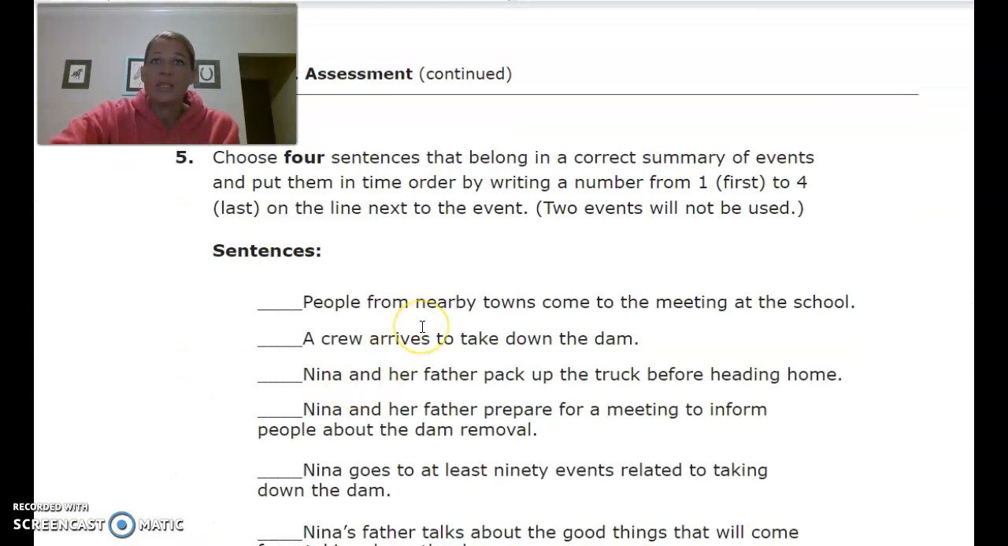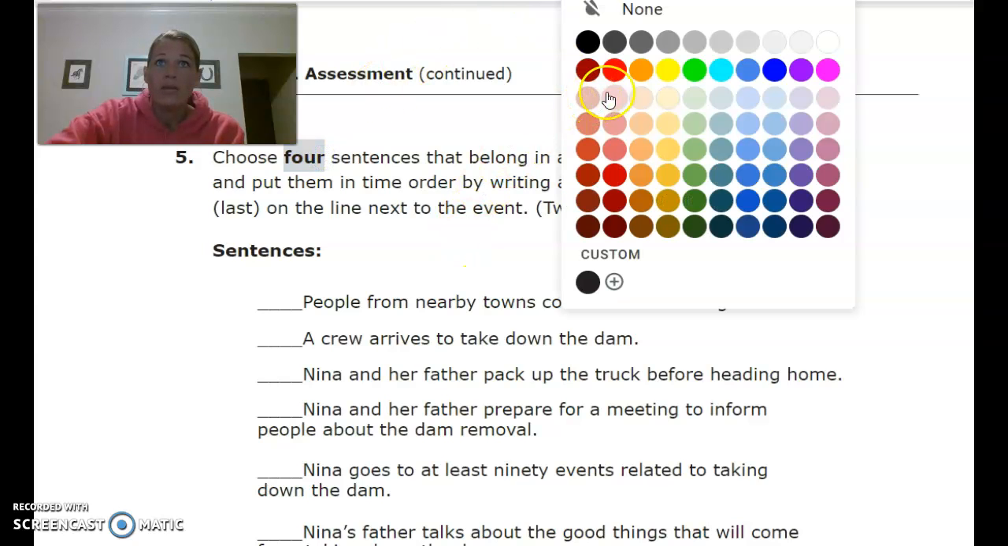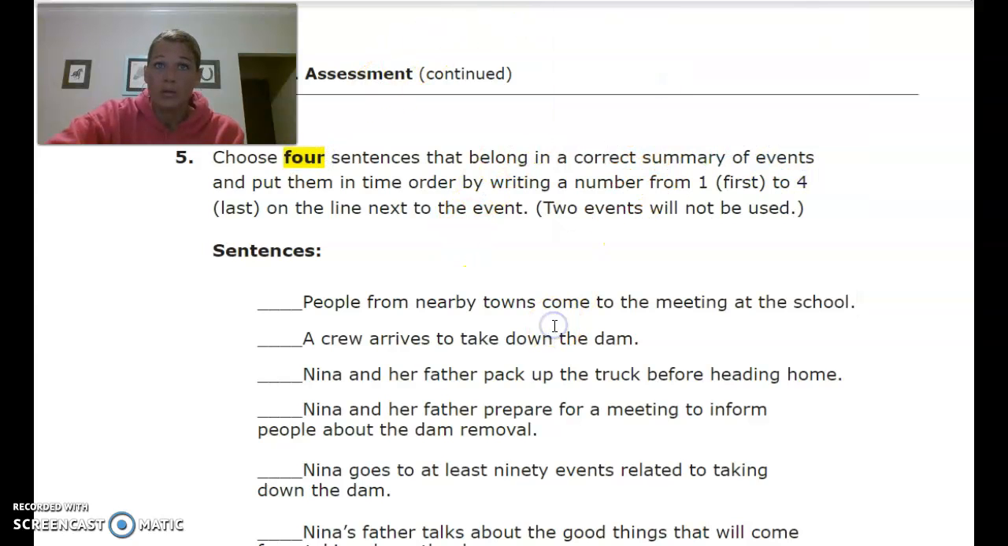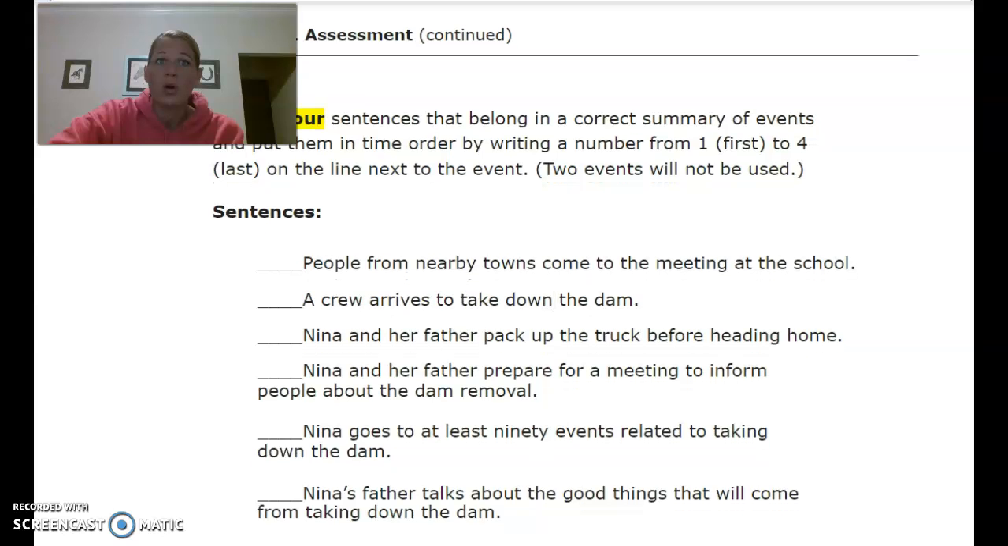Okay, this one is a little bit of a tricky question. You're going to have these all the time. It's telling you that you have to choose 4 of the sentences below. 4, not 1, not all, 4.